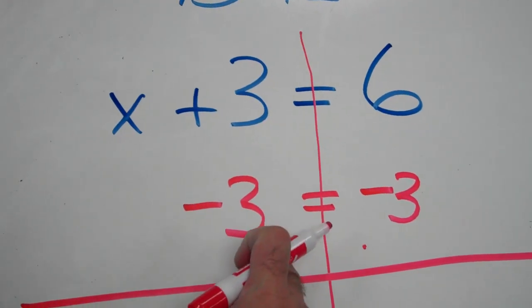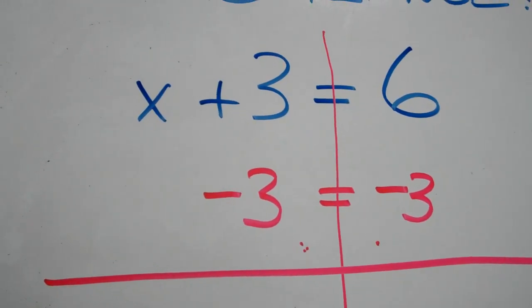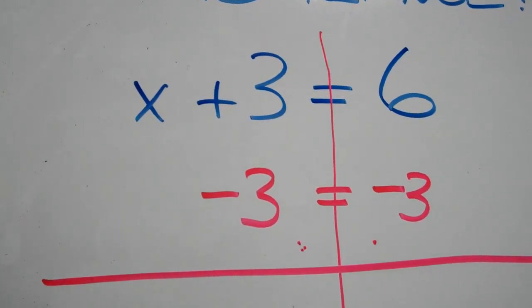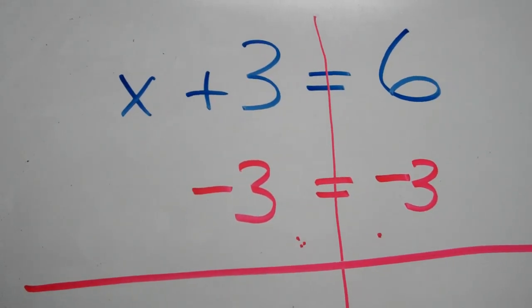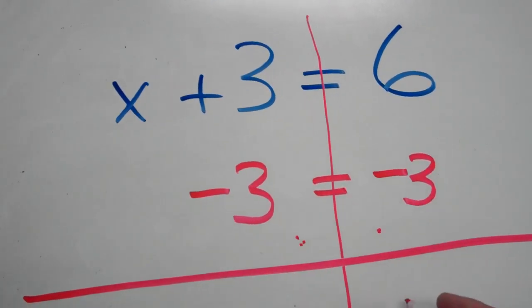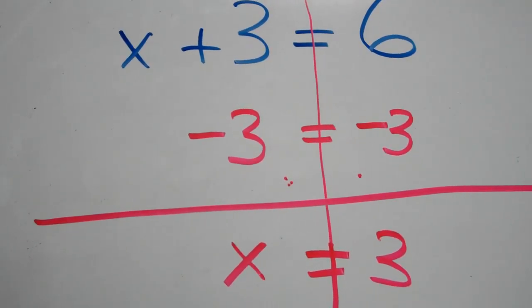Plus 3 minus 3 is 0. Do I need to write 0? That's the teacher wait time. You said no to yourself quietly? No, I don't need to write the 0, so I still have the x. Maintain the equals. 6 minus 3 is 3. That's how you do that algebraically.